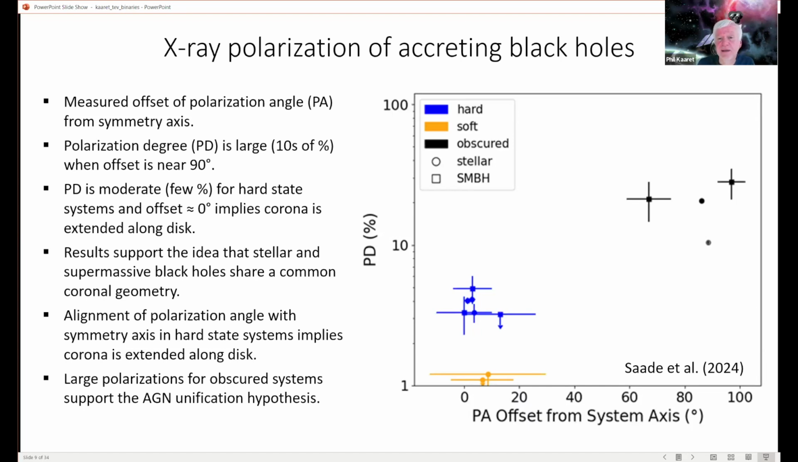So the circles are stellar systems and the squares are supermassive systems. And you can see the cluster of blue points down at polarizations of a few percent. Those are all systems where the emission is dominated by the corona, what we call the hard state. And you can see that this supports the idea that stellar and supermassive black holes share a common coronal geometry. The polarization degrees and their angles relative to the system axis are just the same. Okay, and the large polarization for the obscured systems actually also supports the AGN unification hypothesis.